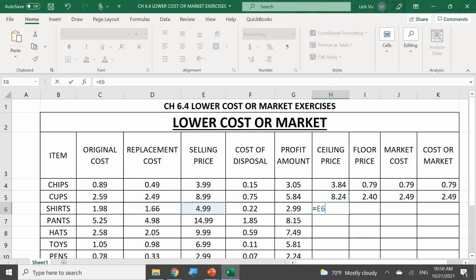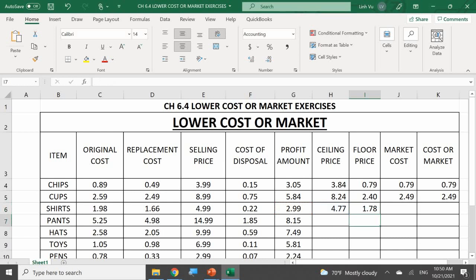The 4.99 minus the 0.22, which is 4.77. $4.77, okay? What is my floor? Minus the 2.99, which is 1.78, okay?